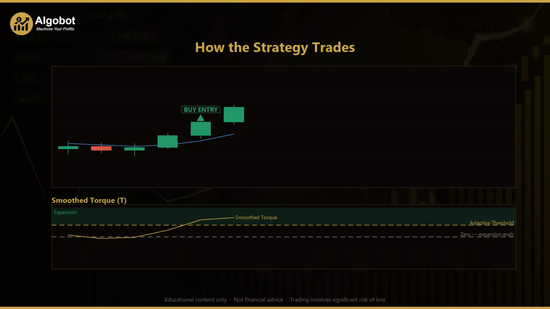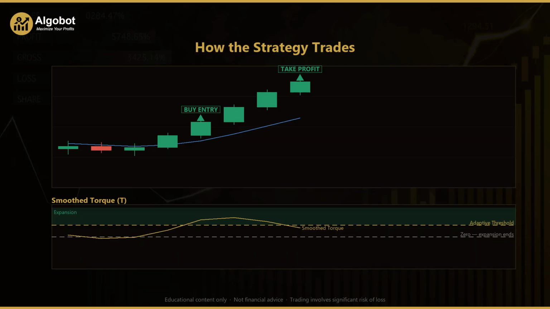Now the 5th candle is where it happens. Price extends higher, and the smooth torque crosses above the adaptive threshold into the green expansion zone. That fresh upward cross is the exact condition in the code. Because price is above the centroid and velocity is positive, the strategy opens a long. You can see the buy entry marker right here.